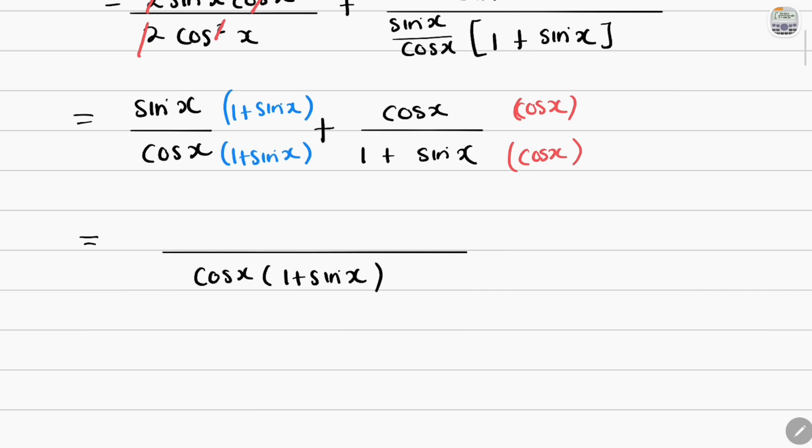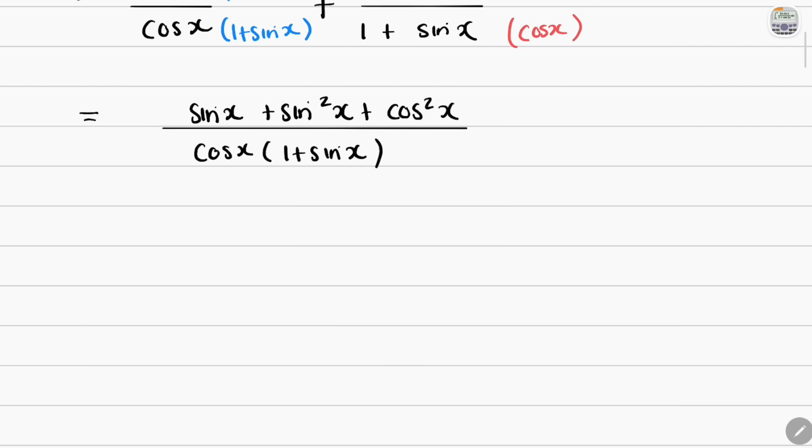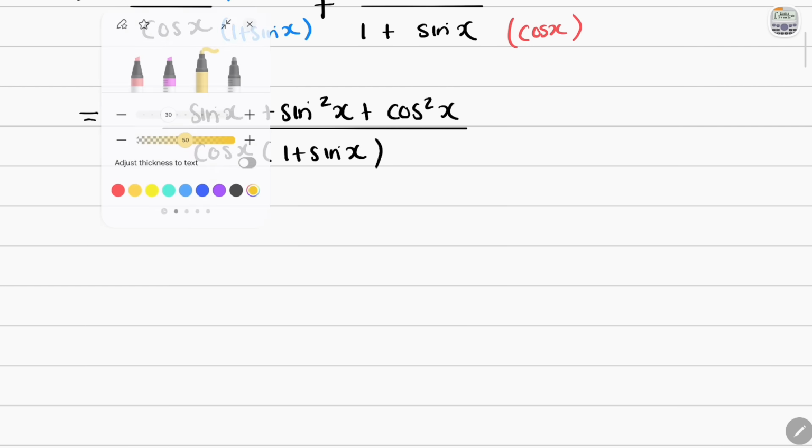We'll see. Then when we multiply, this is one term times two terms. So the sine x multiplies to the 1 first and becomes sine x. And then the sine x multiplies to the sine x to become positive sine squared x. Then we have plus, okay, there. And then cos x multiplies to cos x to become positive cos squared x. And we already have our denominator. Okay, do you see how we have an identity here?